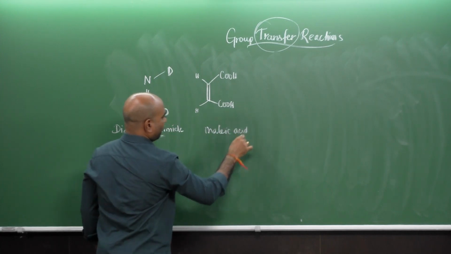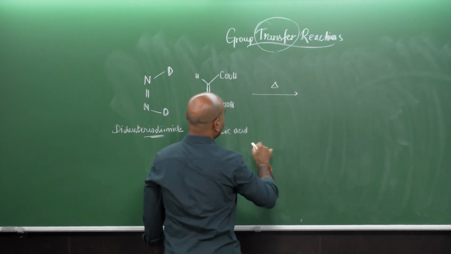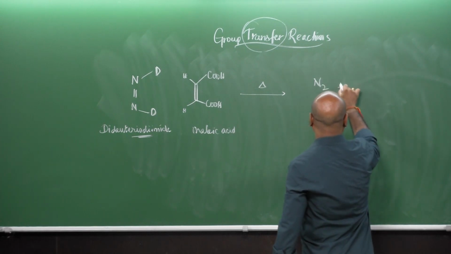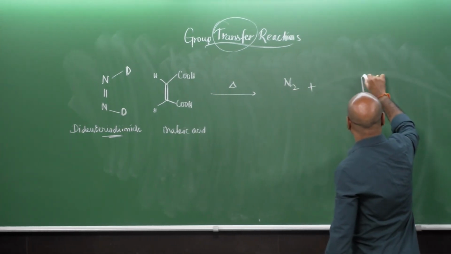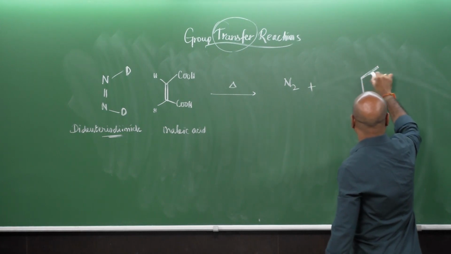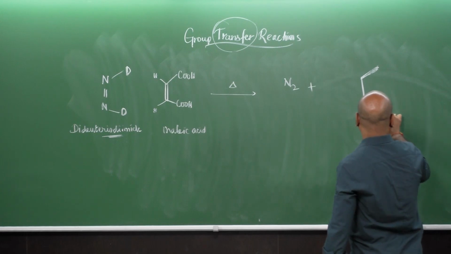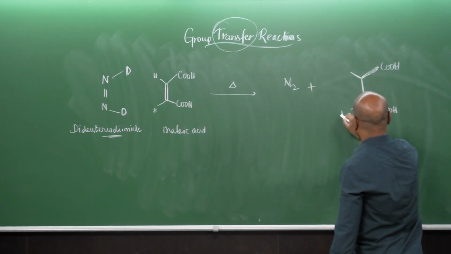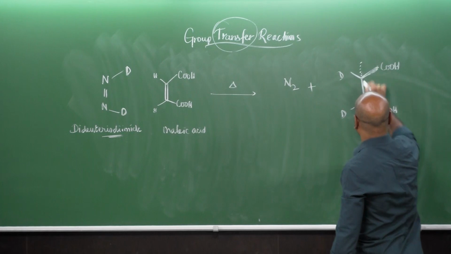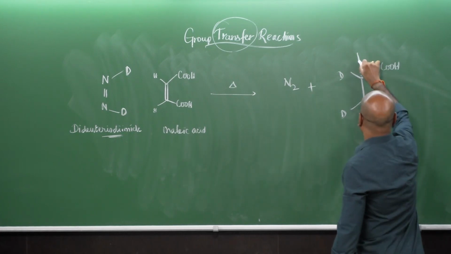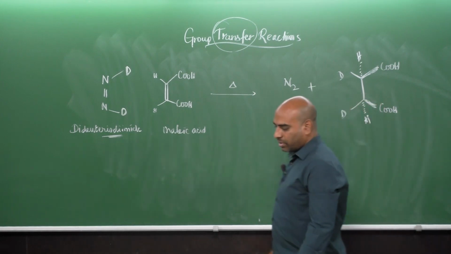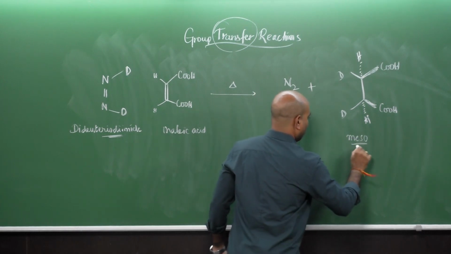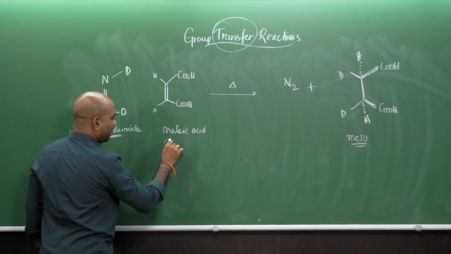This is maleic acid. So, under thermal conditions, what is happening? It is adding in the syn manner. N2 you will get as the product, and now COOH, COOH and D in the same side and H in the same side. So, you will be getting a meso product in the case of a cis reactant. This is cis compound. No.